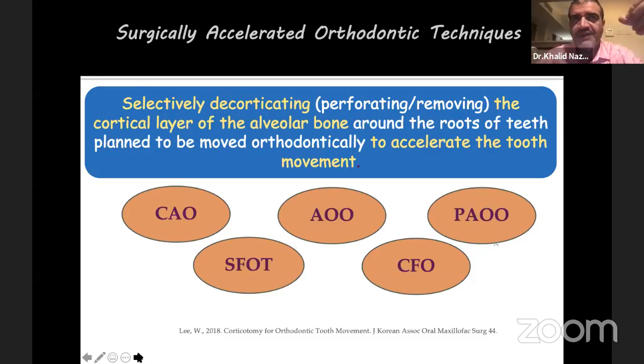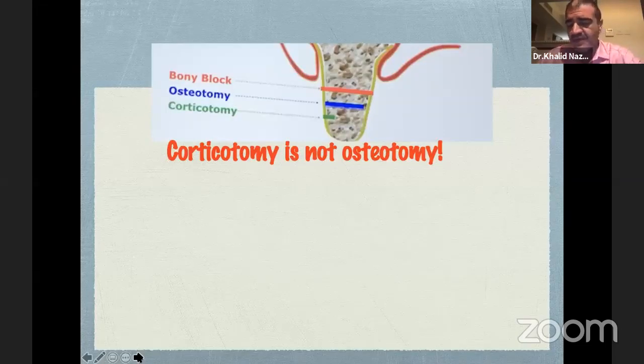But all of them depend on decortication of the cortical bone around the teeth that are involved in the movement, or the teeth that we are desiring or planning to move quickly. It's very important to point out that when we talk about decortication and corticotomy, we are not talking about osteotomy.